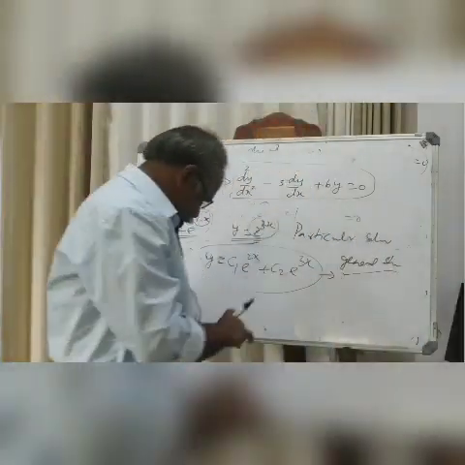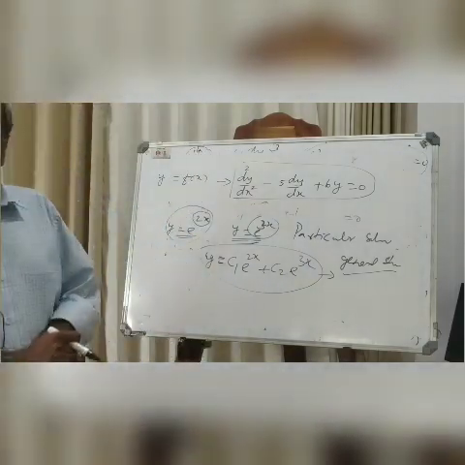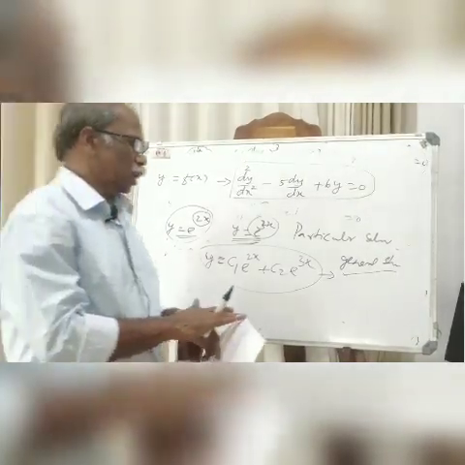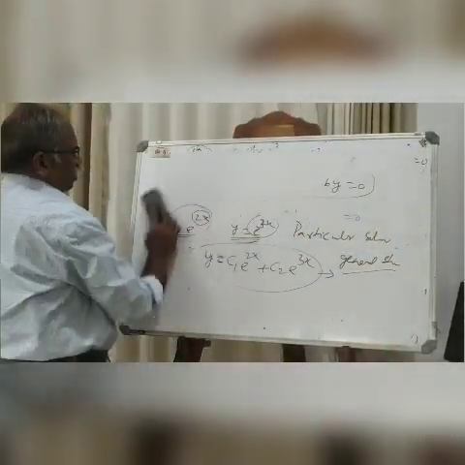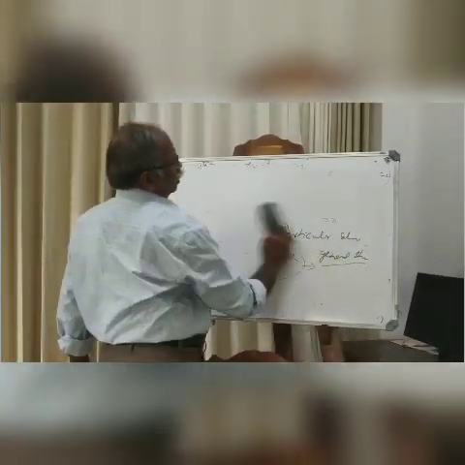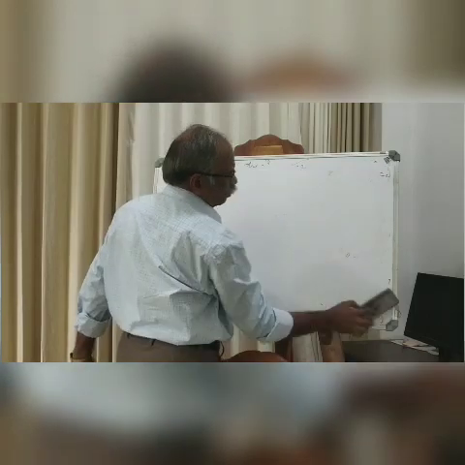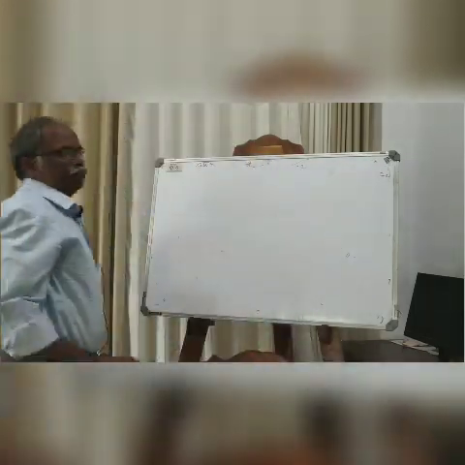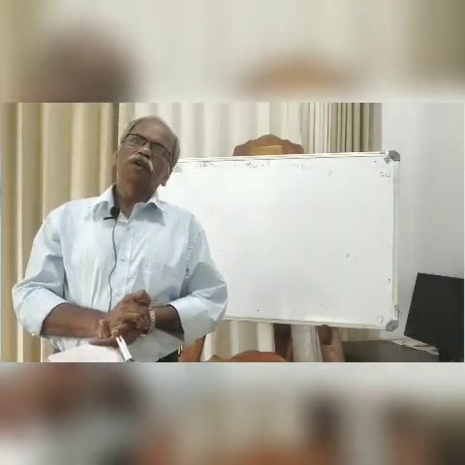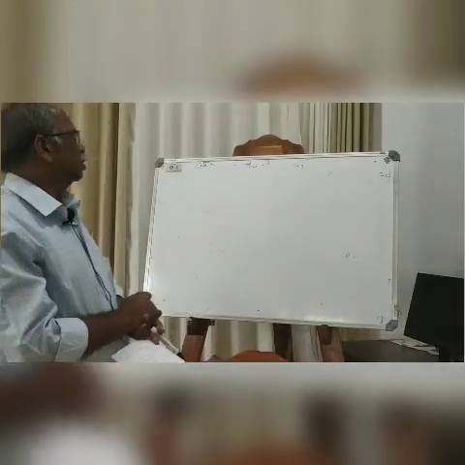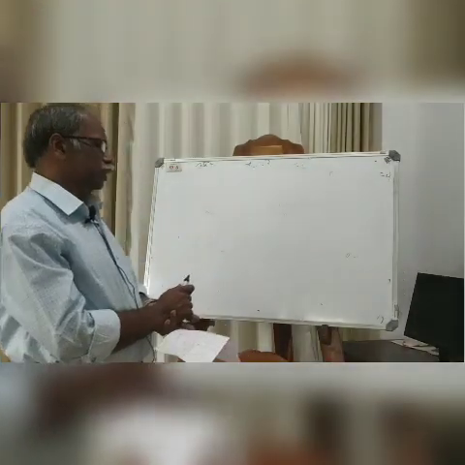So, here we define first of all what is meant by a differential equation. A differential equation is an equation involving one dependent variable and its derivative with respect to a number of independent variables. Then we define the order of the differential equation. The order of the differential equation is the order of the highest derivative. The degree of the differential equation is the degree of the highest derivative.